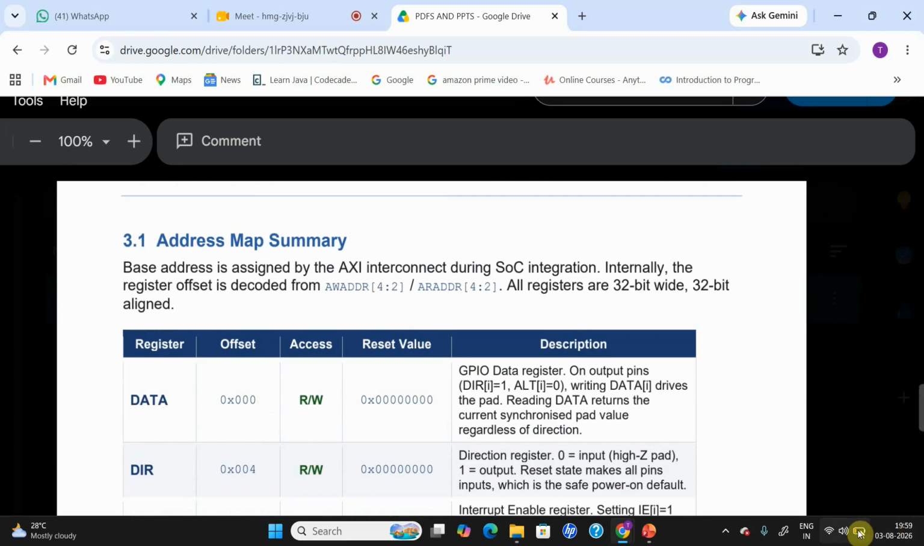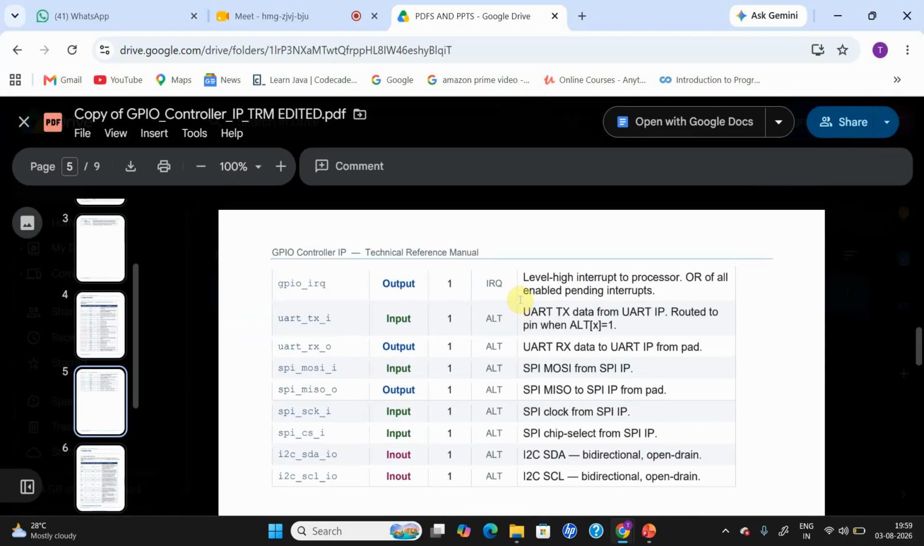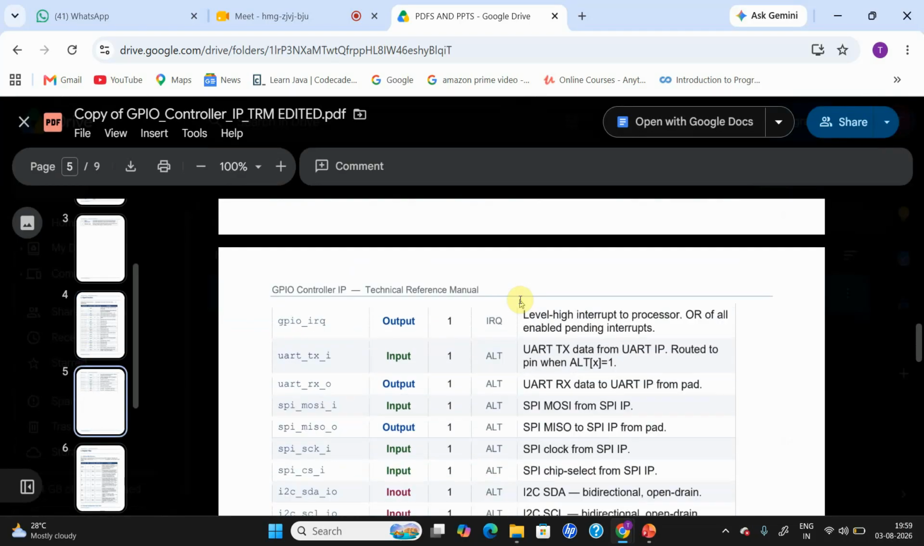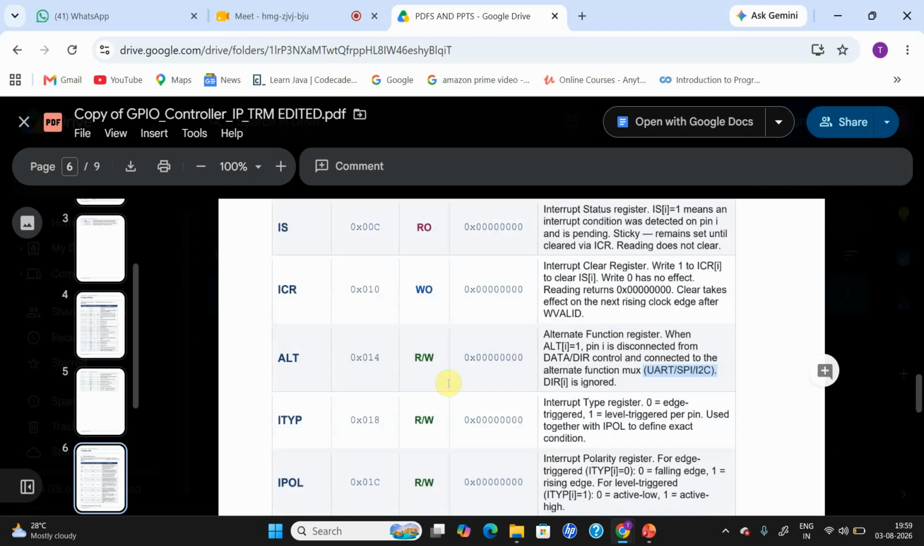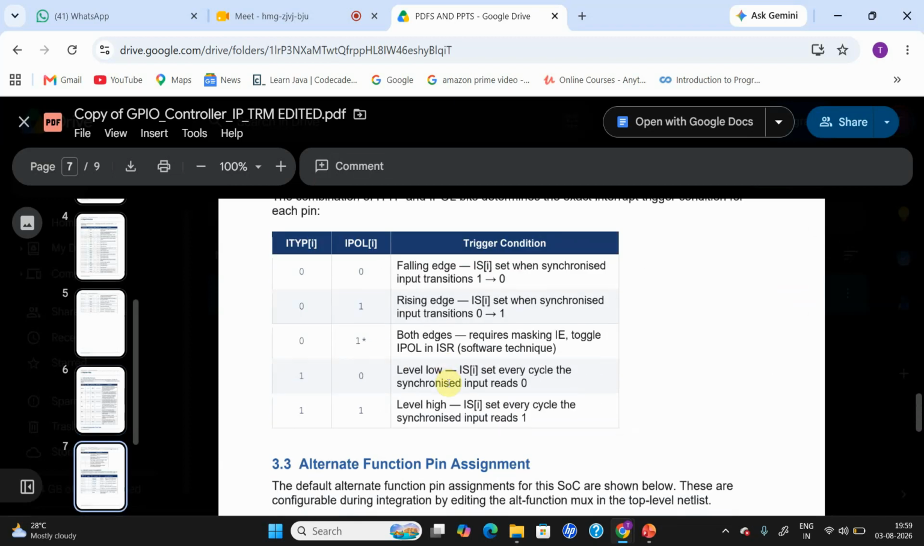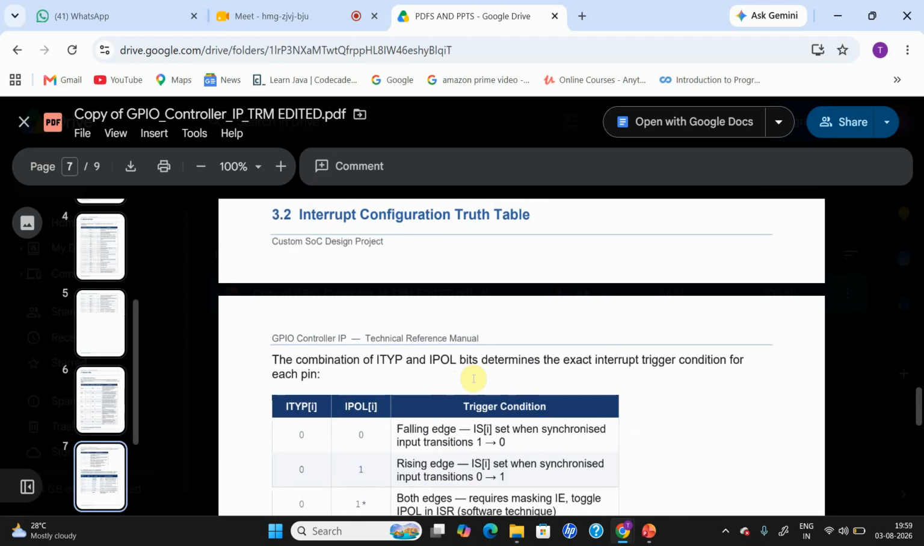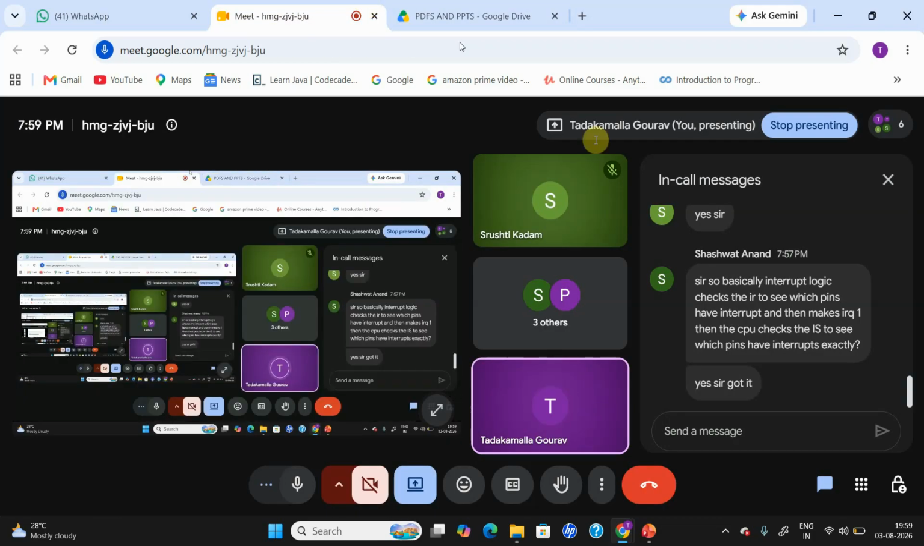But what I need you to do is go through up to this particular page. All the signals I will explain to you. Once read this register description, and we will discuss the other things in our next session.